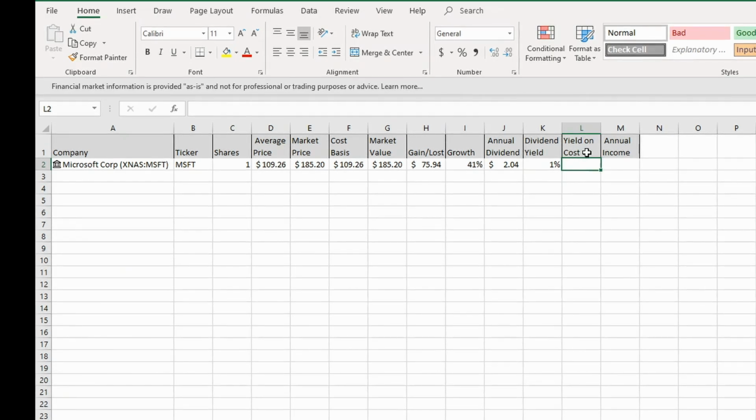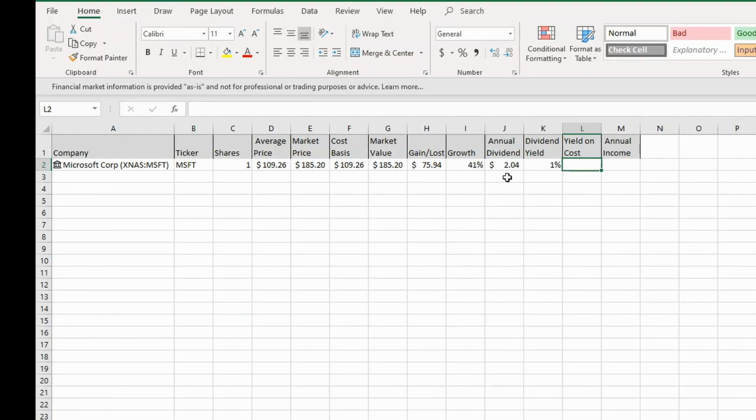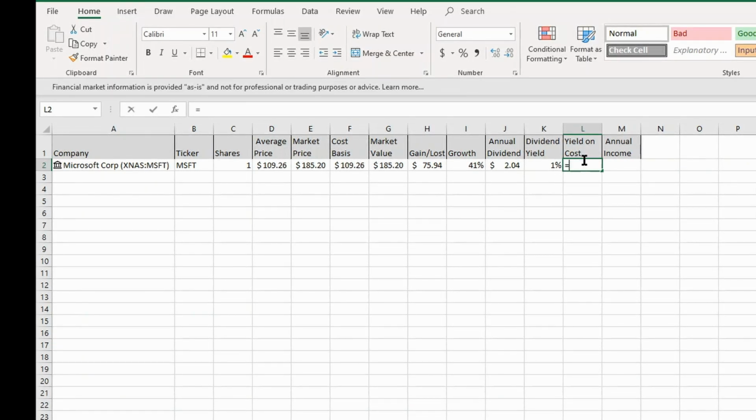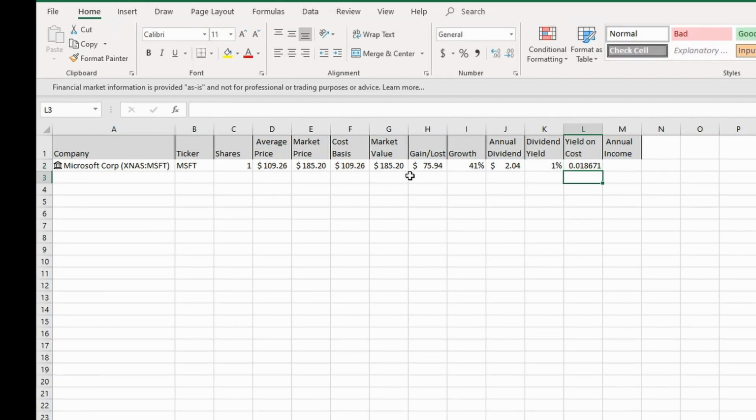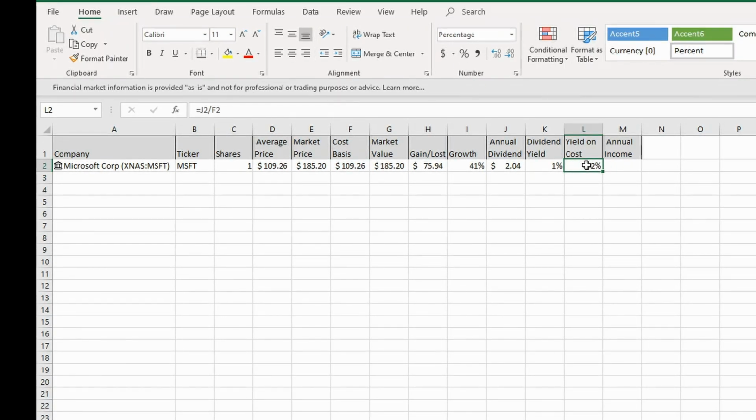The next one is your yield on cost. Basically, your yield on cost is just comparing your annual dividend, how much you're getting paid out, versus how much you paid to own the stock. So you say equals this divided by my cost basis, and boom, that tells you how much your yield on cost is. You can put the percentage on there. Only costing me about 2%, which is wonderful.